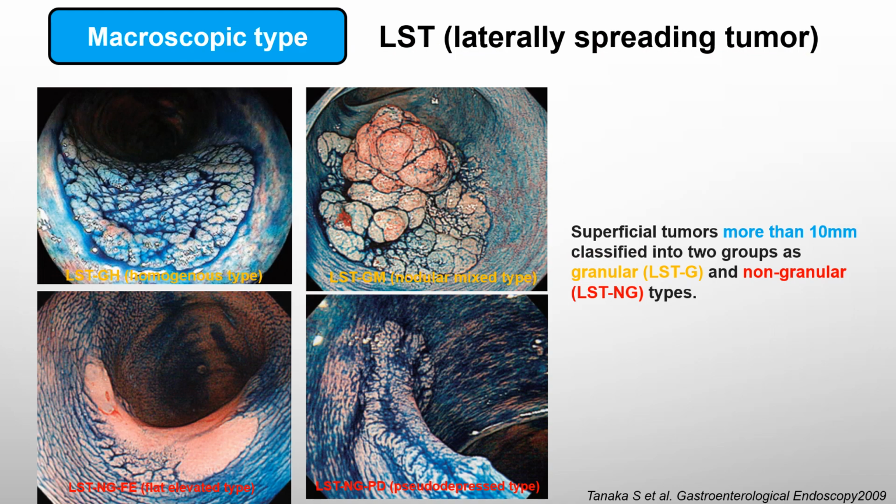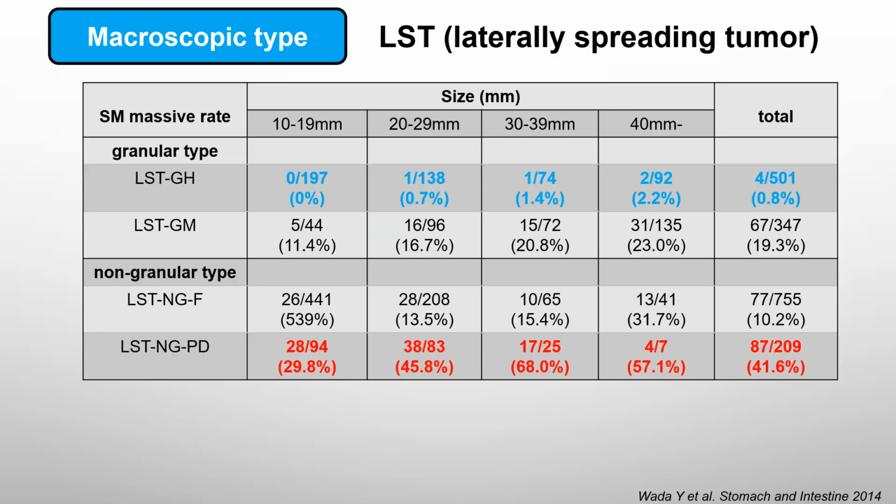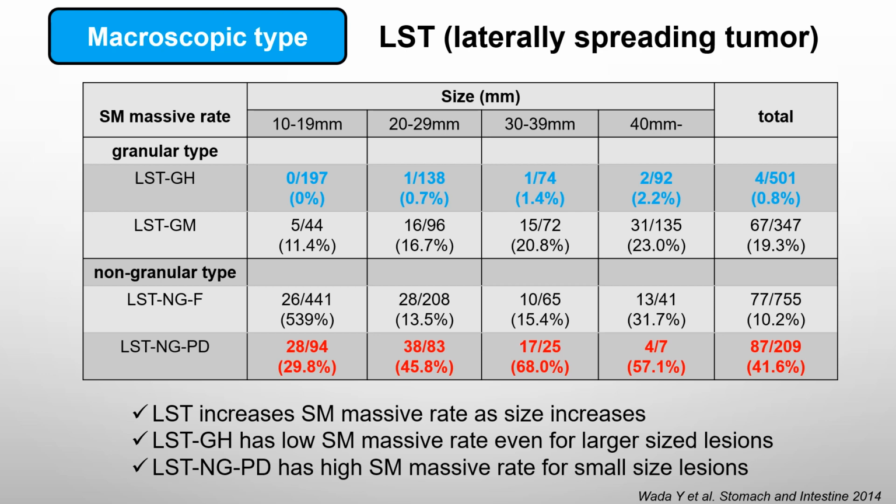We refer to superficial tumor larger than 10 mm as LST, which are classified into two groups as LST-G and LST-NG type. LST increases SM massive rate as size increases. LST-GH has low SM massive rate even for larger size lesions. On the other hand, LST-NGPD has high SM massive rate even for small size lesions.